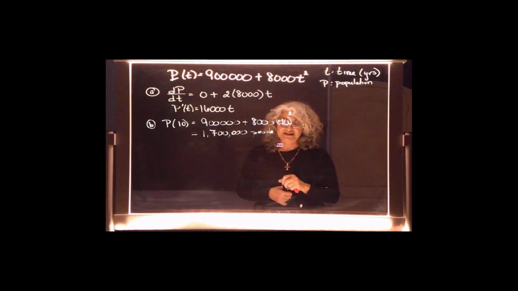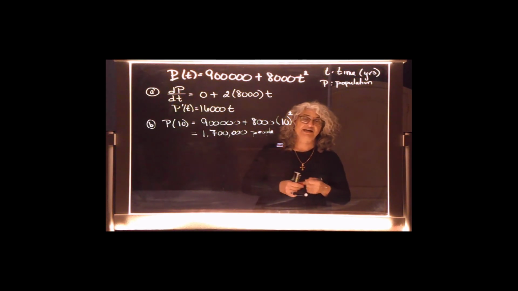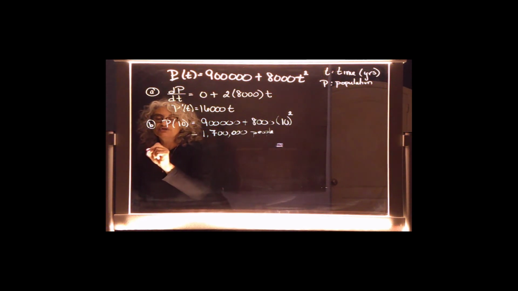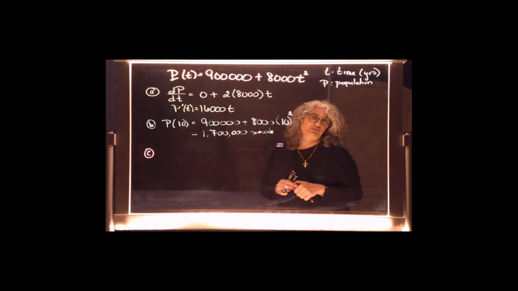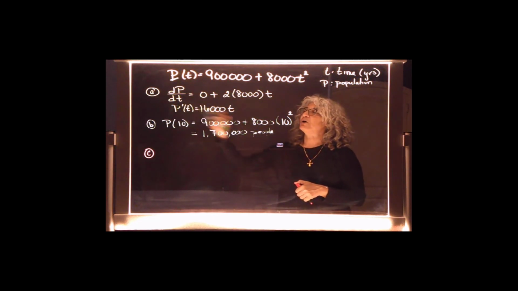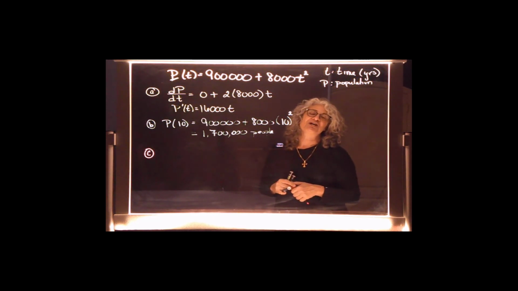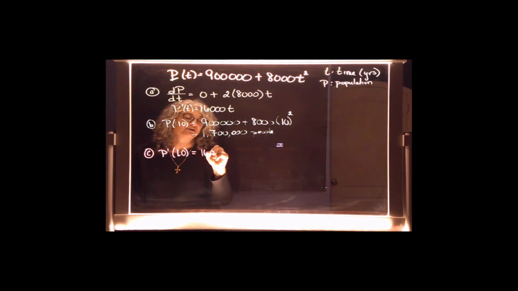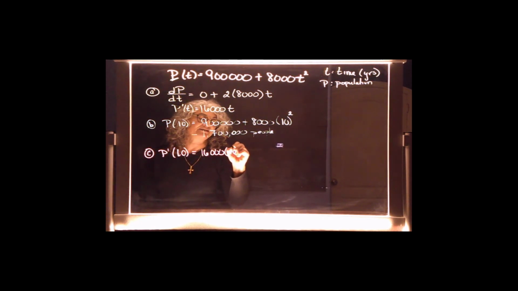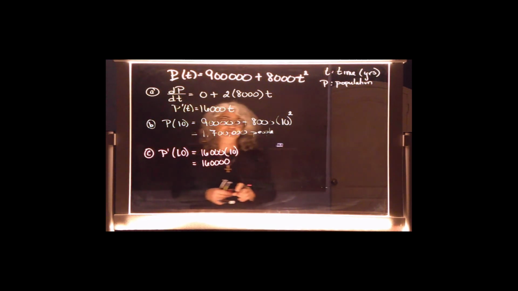And now there's a part C. And part C says to find the growth rate at 10 years. So if we want the growth rate at 10 years, which equation will you use? The original one or the one in part A? Good, part A, because part A is representing the growth rate, and that's at 10 years. So when you plug that in, what do we get? Yeah, you get 160,000, right?